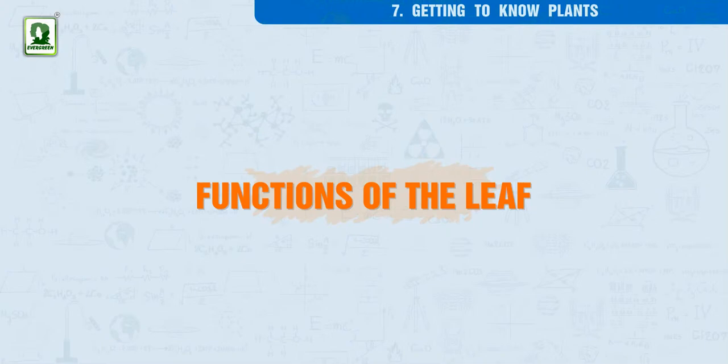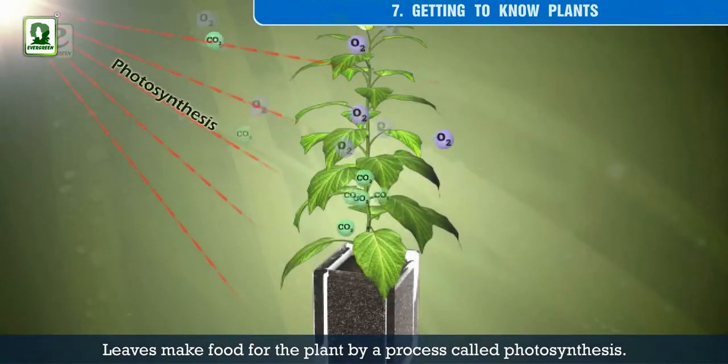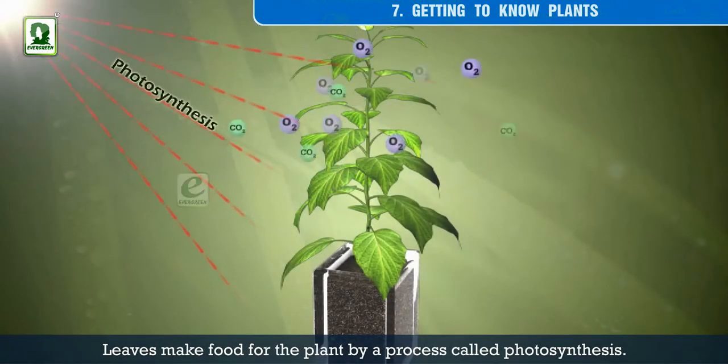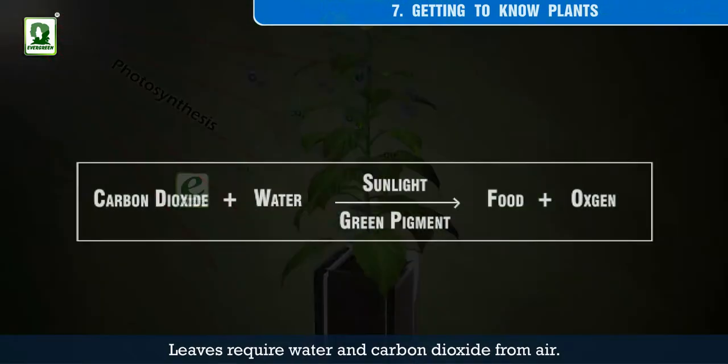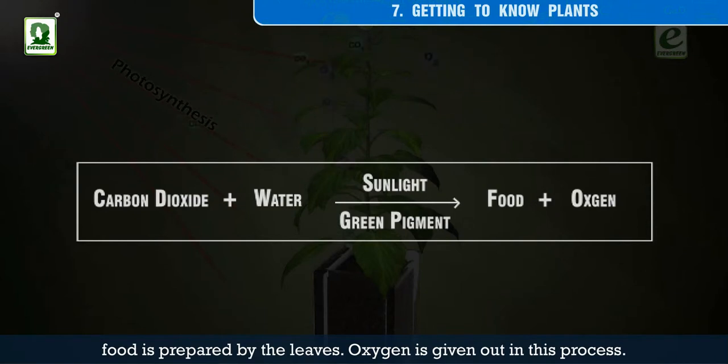Functions of the leaf. Leaves make food for the plant by a process called photosynthesis. Leaves require water and carbon dioxide from air. In the presence of sunlight and a green pigment present in the leaves, chlorophyll, food is prepared by the leaves. Oxygen is given out in this process.